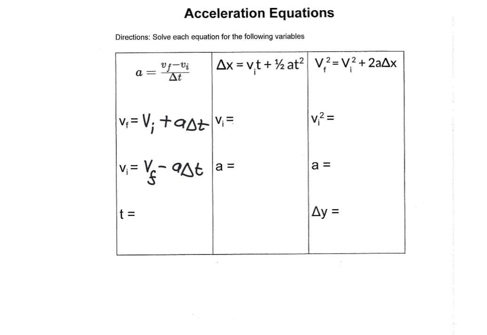If you want to do a change in time, or just a time delta t, it will be vf minus vi over the acceleration. Okay. Now the third one here, we have delta x equals vit plus 1/2 at squared. If you want to make an equation for vi, then this 1/2 at squared has to be subtracted from both sides. So you will have delta x minus 1/2 at squared on both sides, and then this has to be divided by the t. That's how you're going to get your v initial.